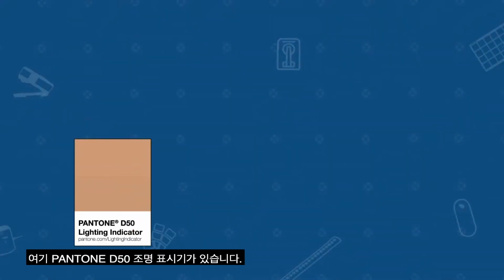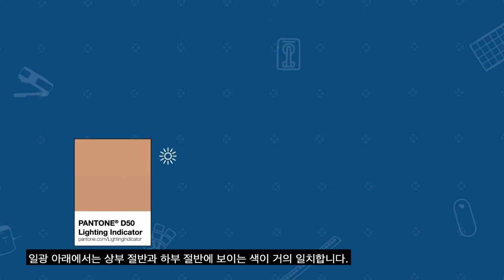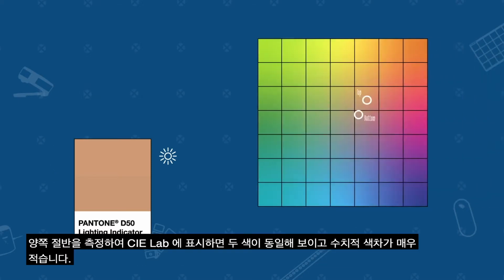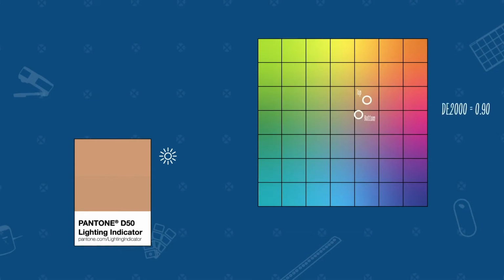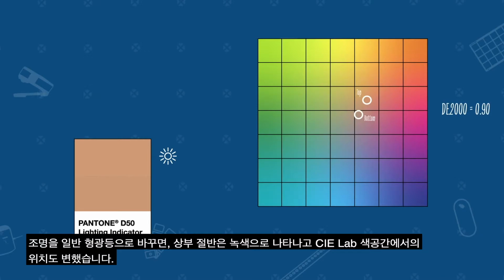Let's take a look. Here we have a Pantone D50 lighting indicator. Under daylight, we can visually see that the color on the top half and the bottom half closely match. If we measure and plot both halves in C-Lab, the two colors appear identical and the numerical color difference is very small. Now if we change the lighting to a typical fluorescent light, the top half now appears green and has changed location in C-Lab color space.